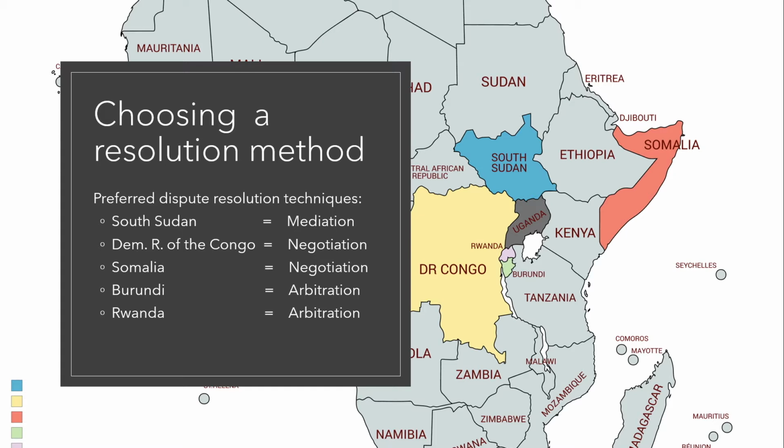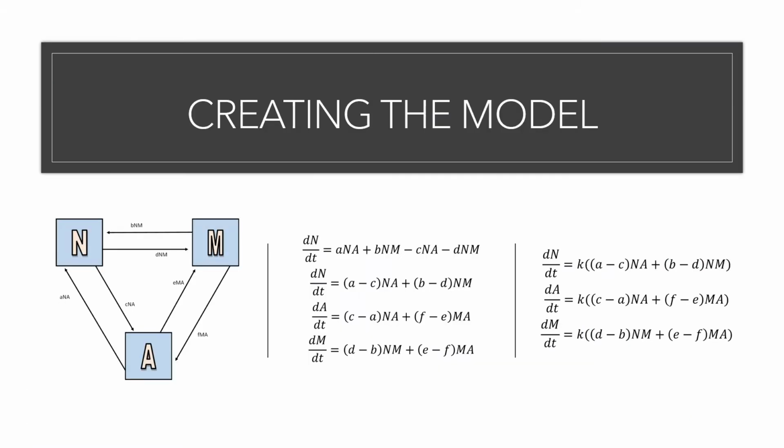The initial preferences of a population are based on country of origin preferences, but we also take into account the fact that settlements are generally started by an organization that has a preferred dispute resolution method. Our inferred dispute resolution technique preferences for the different countries are shown on screen. Using this information, we began creating a model.